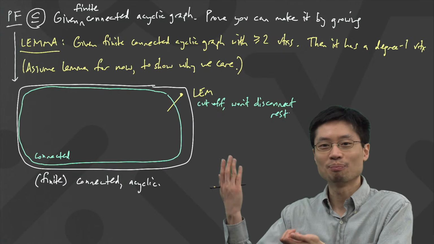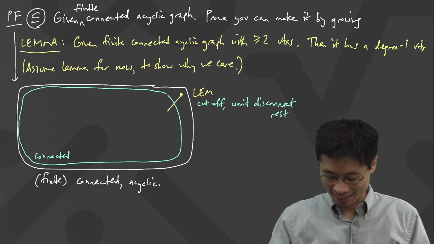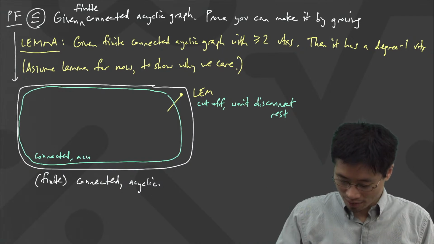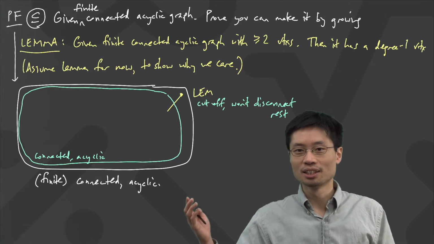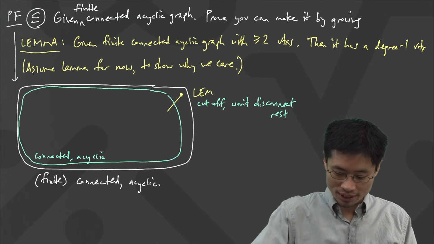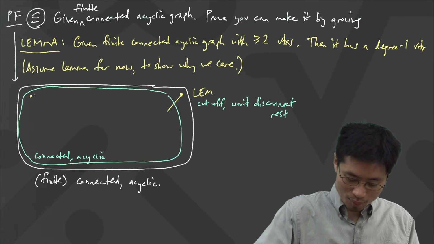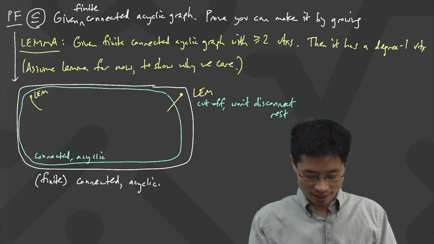Okay, but the rest is connected, and the rest is still acyclic. Removing stuff will never make you a cycle. You can't make cycles by taking stuff away, right? So it's connected and acyclic. Hooray! Well, if that's the case, then on the rest you can apply the lemma again. And the lemma is going to give you some other vertex of degree 1. Another vertex of degree 1. And you just keep repeating. Cut off.